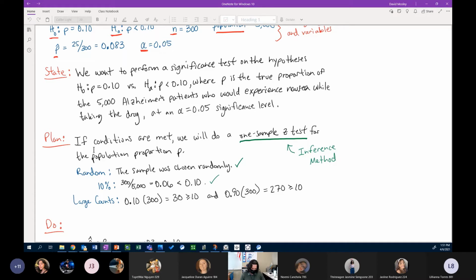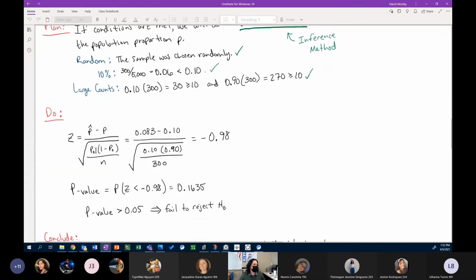And large counts: 0.1 times 300 is 30, which is greater than or equal to 10. And 0.9 times 300 is equal to 270, which is also greater than or equal to 10. We're good here because both the number of successes and the number of failures are greater than or equal to 10. All 3 of our conditions are met, so we're free to continue.